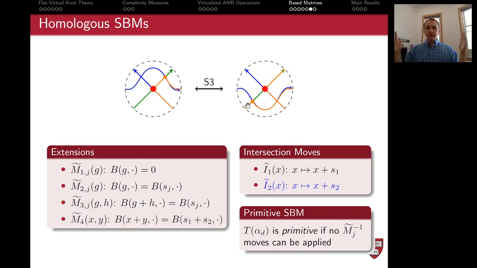And if we try to use these moves, either extensions or the intersection moves, then we'll find ways that we can potentially reduce the size of our matrix by removing excess elements, but we might have to use intersection moves to reveal them. And as soon as we get to something where no matter how we try to use intersection moves, there's no way to use inverse extensions, then that's our minimal singular base matrix. That's the primitive singular base matrix.